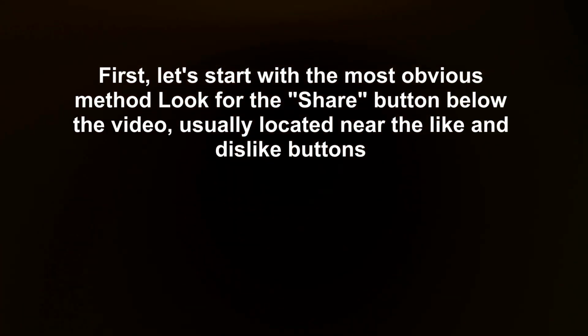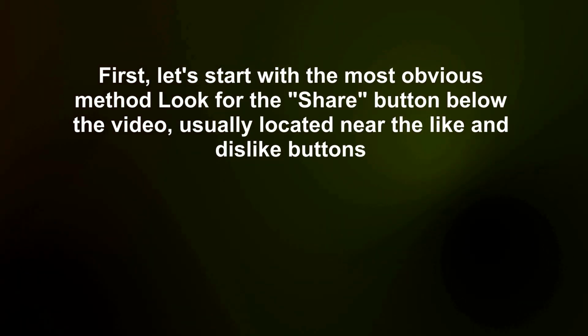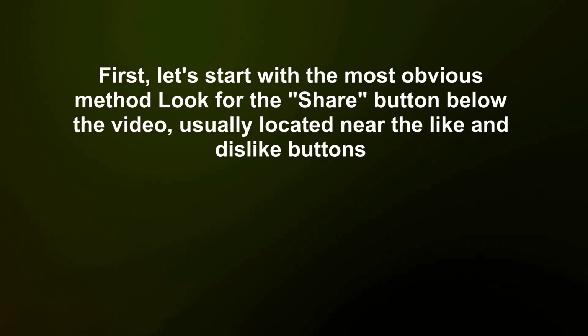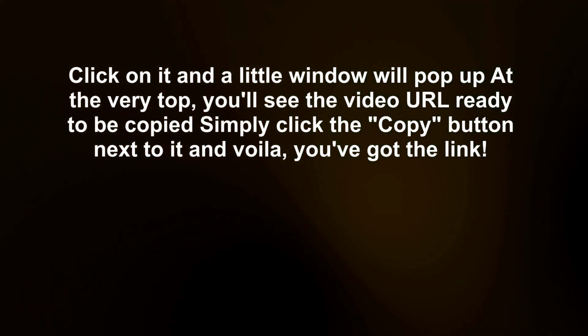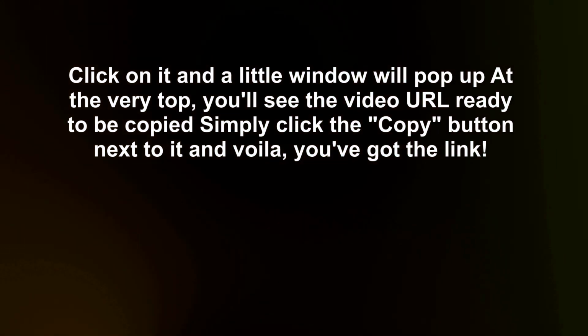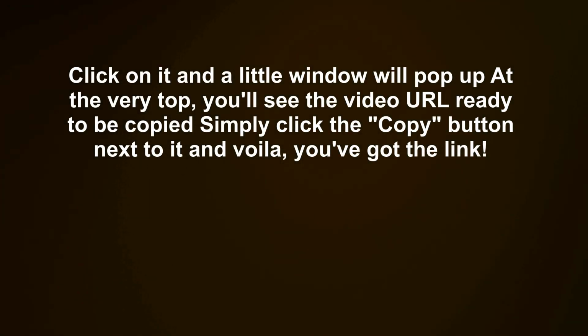First, let's start with the most obvious method. Look for the share button below the video, usually located near the like and dislike buttons. Click on it and a little window will pop up at the very top. You'll see the video URL ready to be copied. Simply click the copy button next to it and voila, you've got the link.